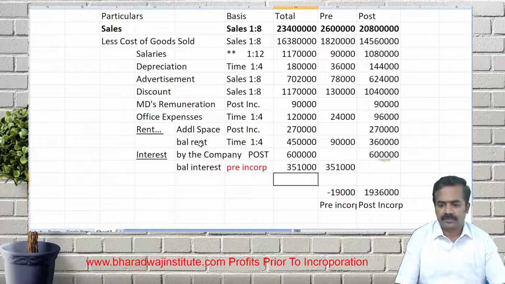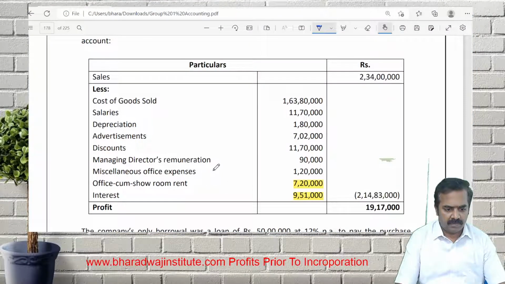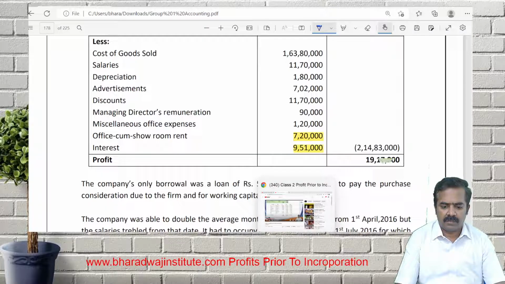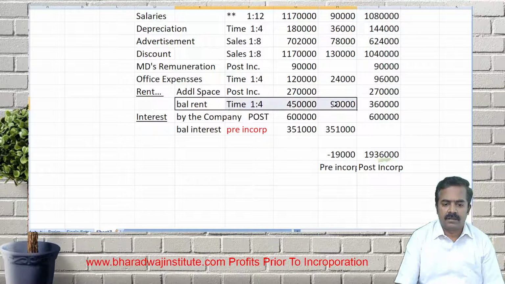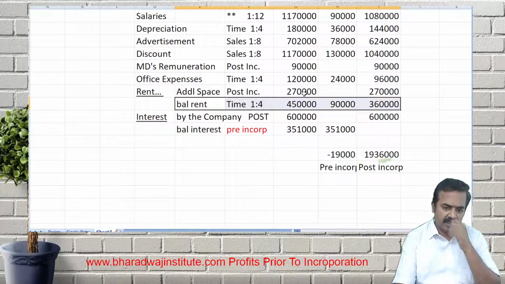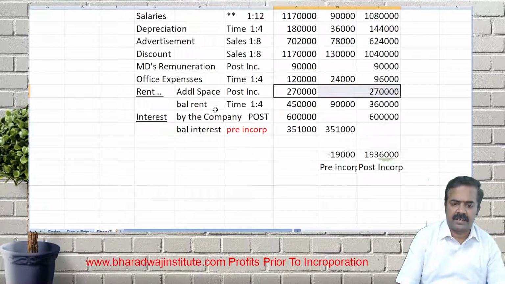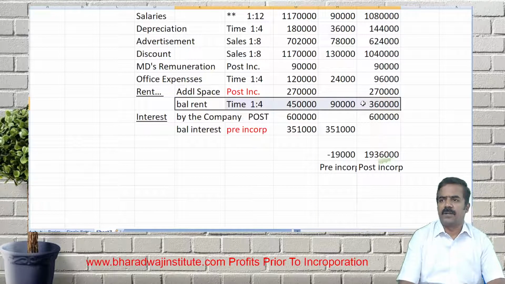Done? I didn't understand this. Rent, 4,50,000 only, right? Interest only pre-incorporation. Rent of 2,70,000 is for the additional space hired. That is specifically for the post-incorporation period. The remaining rent is apportioned on time ratio because that space is there during pre as well as what? Post-incorporation.